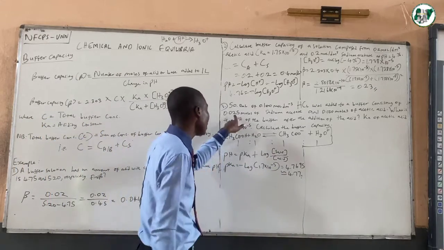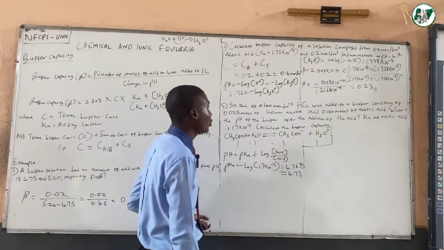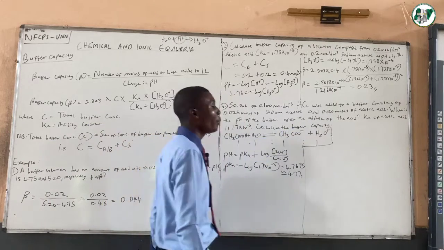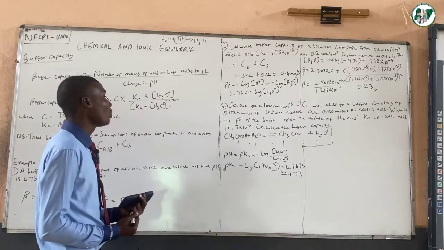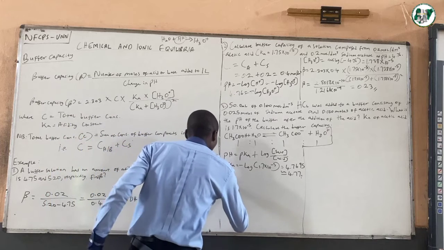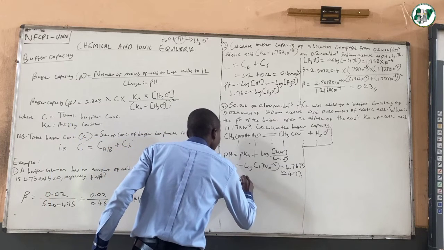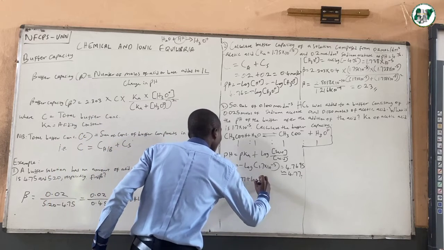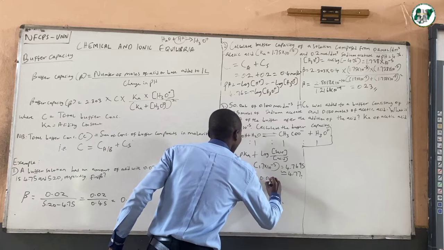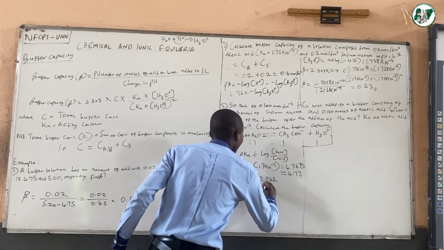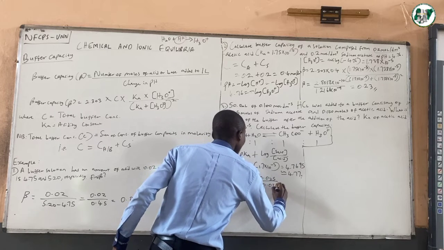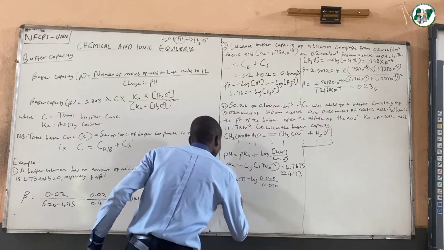Then the next thing we need for this equation is the concentration of the salt. Concentration of the salt is 0.025. Concentration of the acetic acid is 0.03. So can we now calculate the pH? Yes, we can. Our pH will now be equal to 4.77 plus log of 0.025 divided by 0.030.